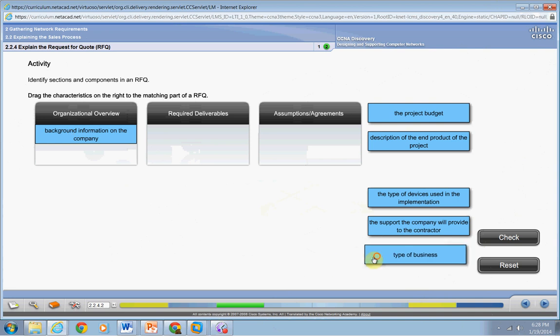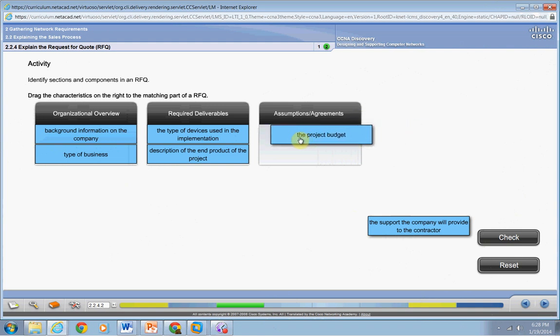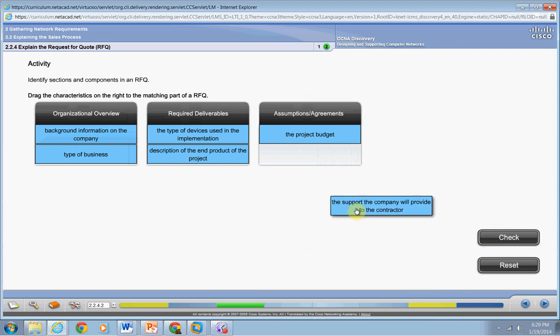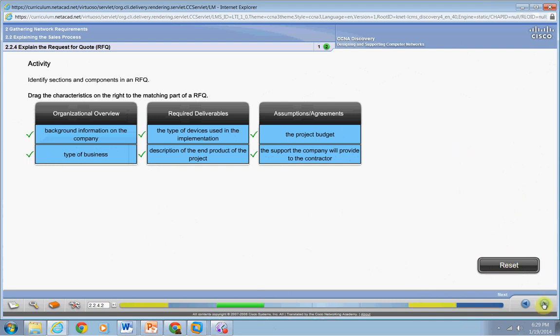Probably type of business would go in there. Okay, required deliverables. That was any hardware, type of device used in the implementation. Description of the end product of the project. I'm not positive about that. Assumptions and agreements. This would be the budget. And support the company will provide. Check. There we go. Guess I'm learning something.